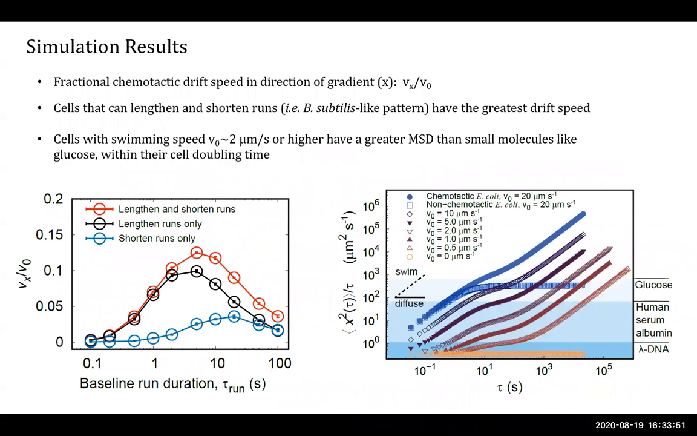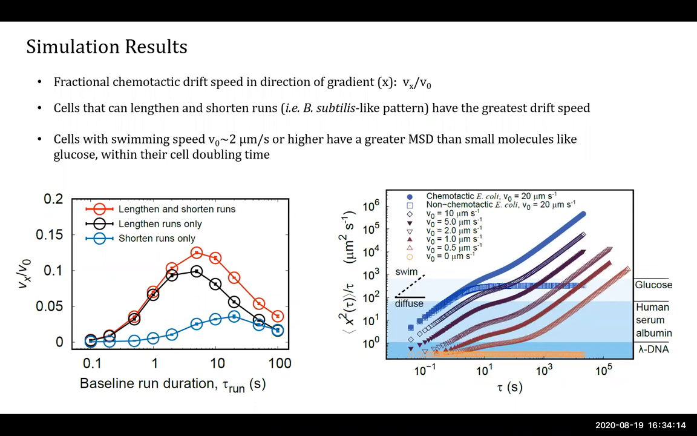So what we find, we express the chemotactic drift speed as a fractional speed. So Vx is the speed the cell travels up the gradient, divided by V0, which is the swimming speed of the cell in a straight line. V0, of course, is what we put into the simulation, and Vx is what we read out. This is a way of comparing cells that swim at different speeds, of course, and I'll get to that in a little bit.